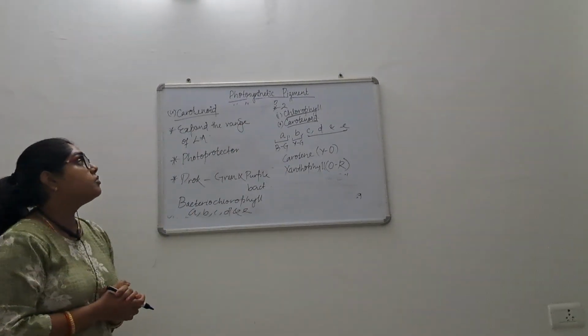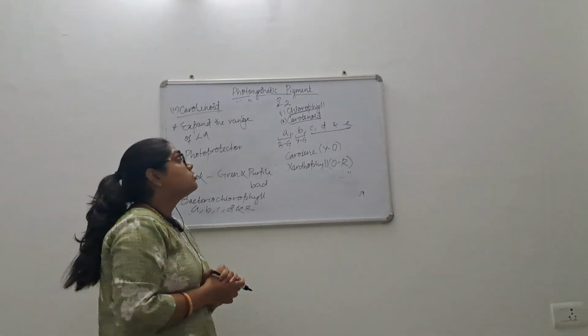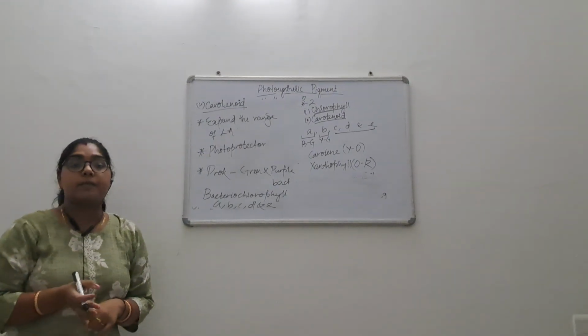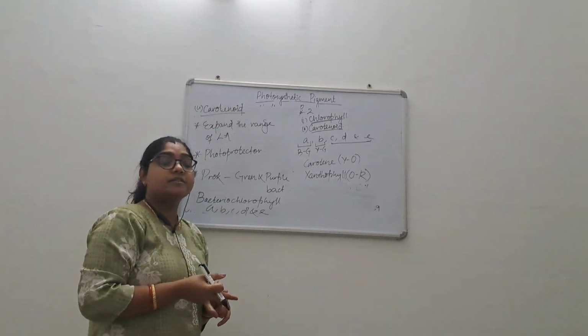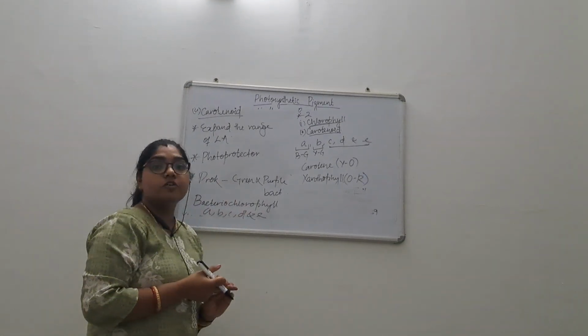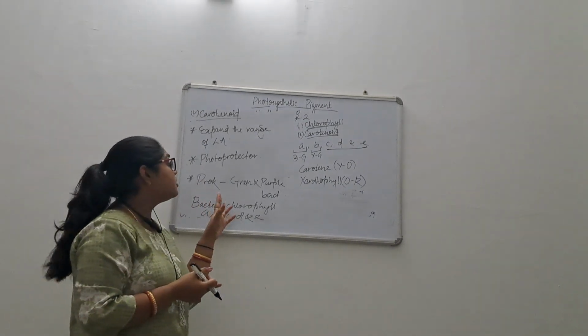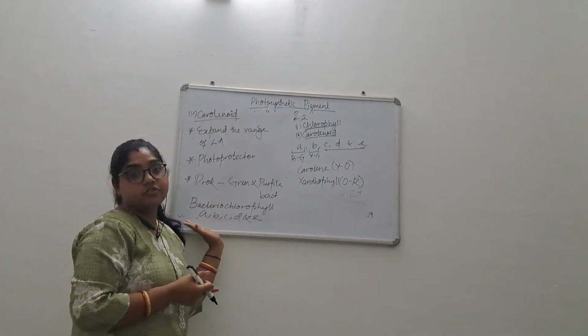So this is about today's class, today's discussion. Today we have discussed the photosynthetic pigments, 2 types of photosynthetic pigment, the visible spectrum, then the structure of chlorophyll, the function of carotenoids and bacteriochlorophyll.